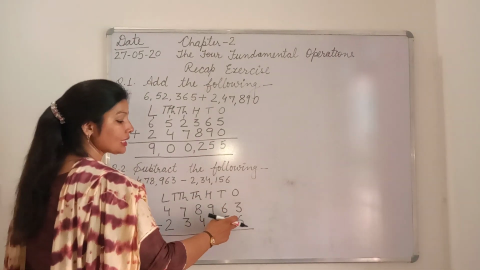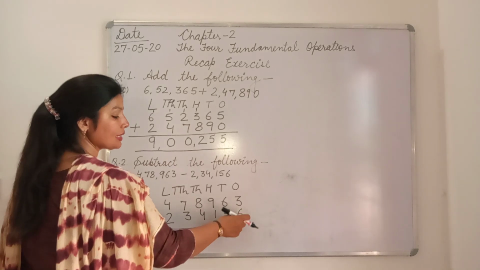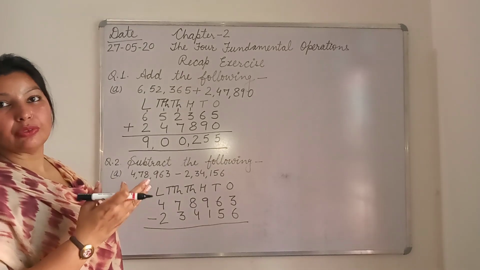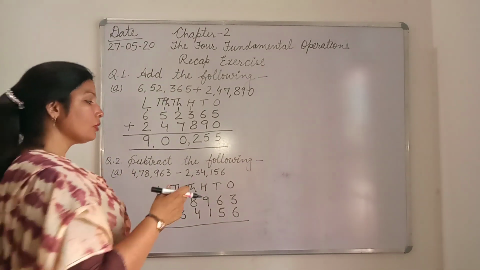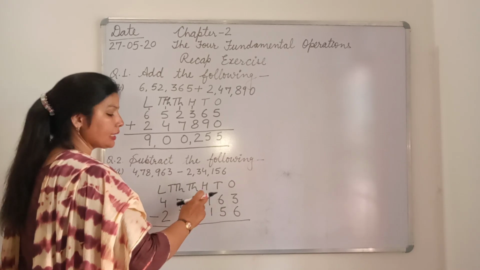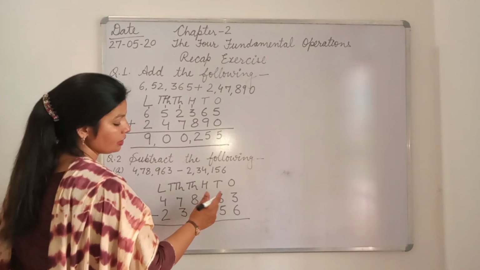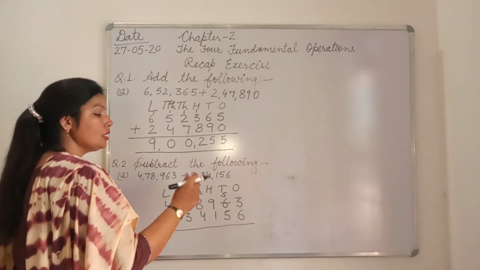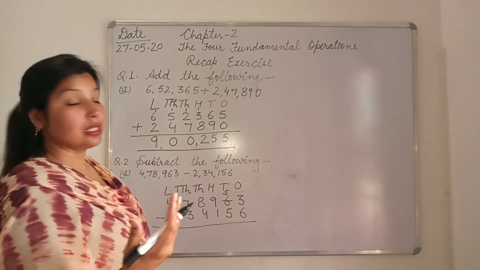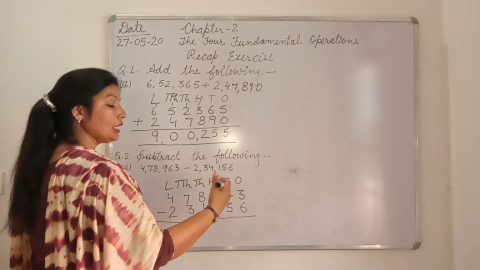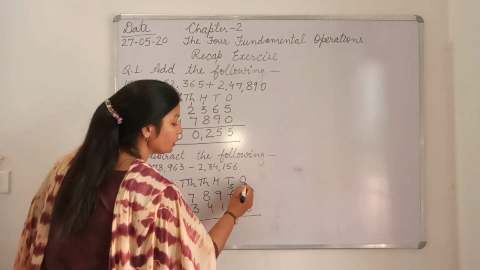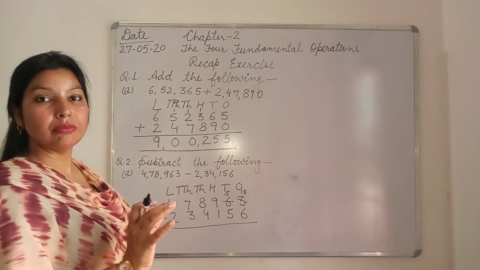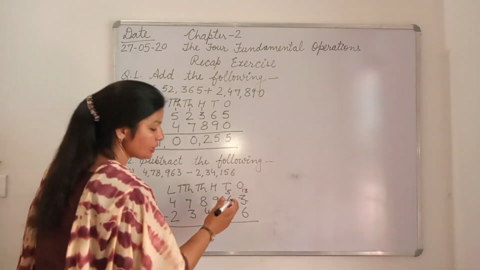Now we should subtract 6 from 3, but 6 is big and 3 is small, so we can't subtract. In that condition we take borrowing from the next column. So we go to the tens and take borrowing from the tens. In tens there is 6, so we can take borrowing and it becomes 5. When we take one borrowing, 1 ten makes 10 ones, and 3 is already here. So 10 plus 3 is 13. Now 13 minus 6, that becomes 7.